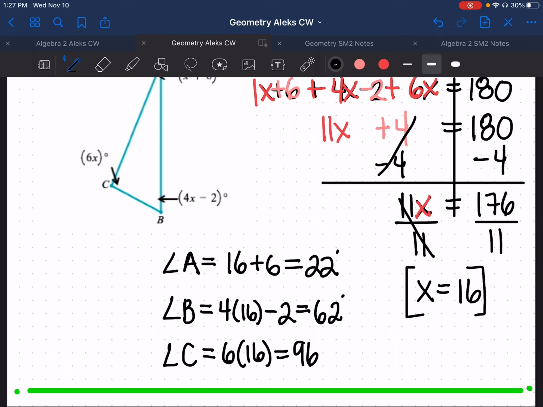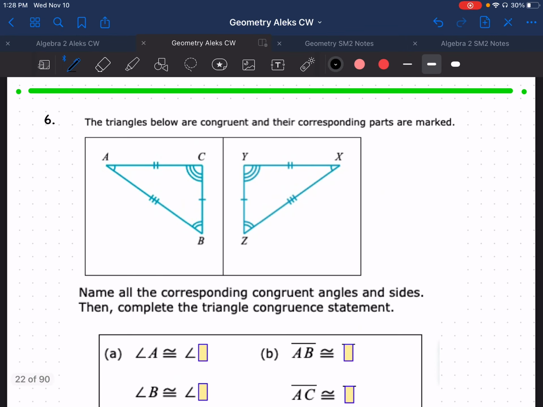96. There we go. Now, a good thing that you could do to make sure that these 3 answers right here are correct is you could go ahead and add up 22 plus 62 plus 96, and they should come up to 180. And I know you can't see it off camera, but I went ahead and did that on my calculator. All right, let's take a look at this last question.